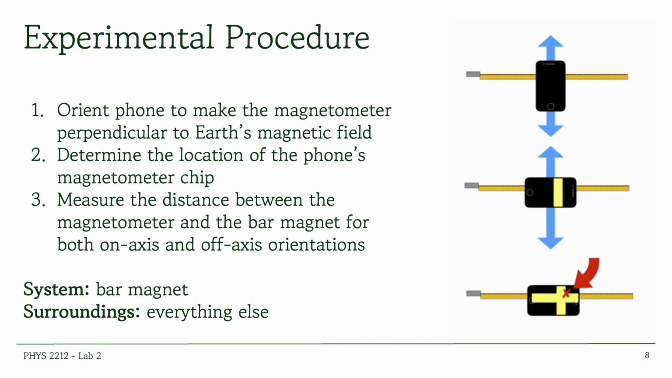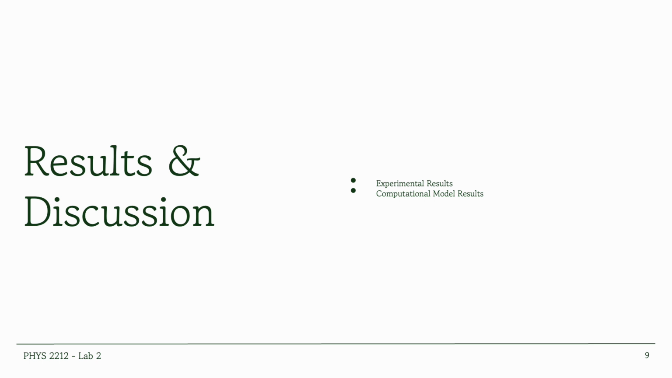So a depiction of that process can be shown on the right-hand side, where the system is the bar magnet and the surroundings are everything else. Since I was using my phone to do the experiment, I couldn't take a picture of the actual setup. So now going into the results and discussion, and then further discussing the computational model.